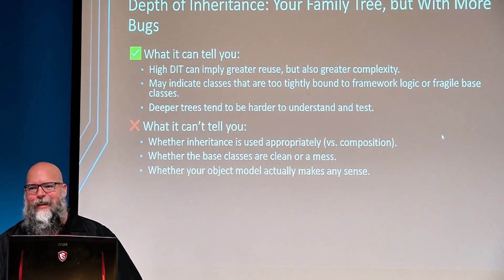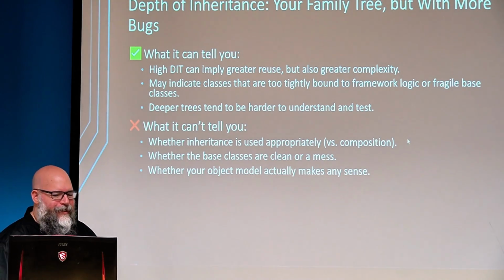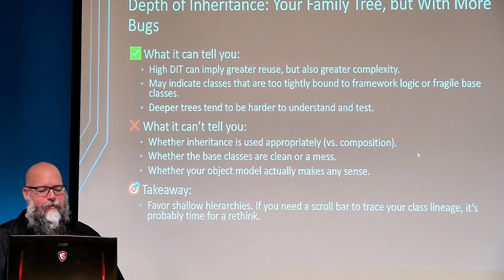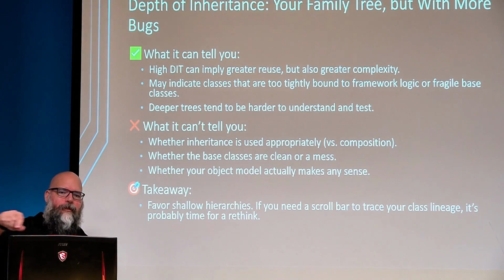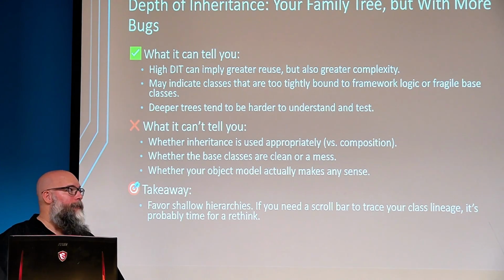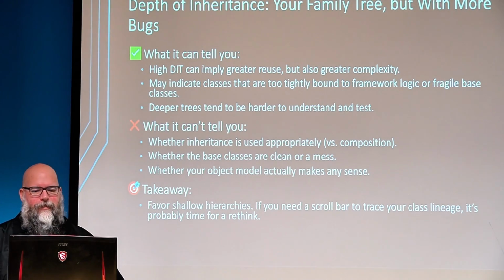And also whether or not your object model makes sense. So the takeaway is to favor composition over inheritance. So you want to favor shallow hierarchies. If you need to scroll more to trace your class lineage, it's probably time for a rethink. Okay.